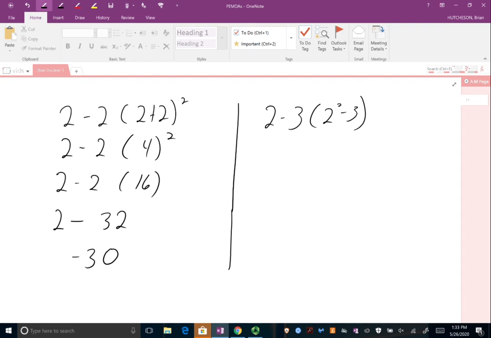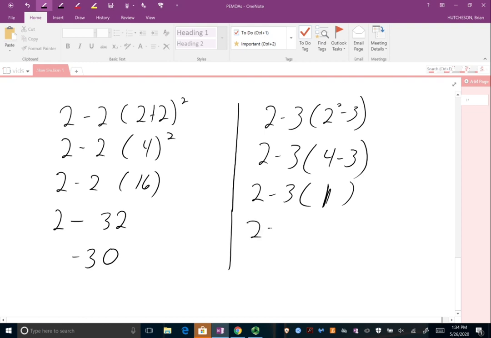Over on this other side, do I have parentheses? Yes. But this one's special. You can't do the subtraction. You have to go over your PEMDAS rules, your order of operation rules, and I have an exponent. I can't just say 2 minus 3. I've got to do 2 squared first. Well, 2 squared is 4. Do you still have parentheses? Yes. 4 minus 3 is just 1.